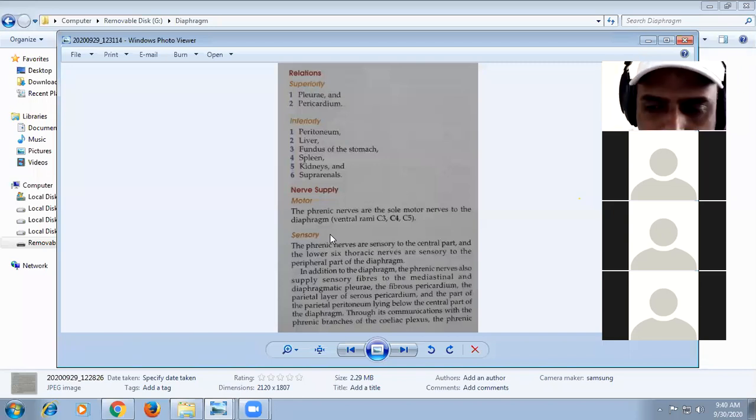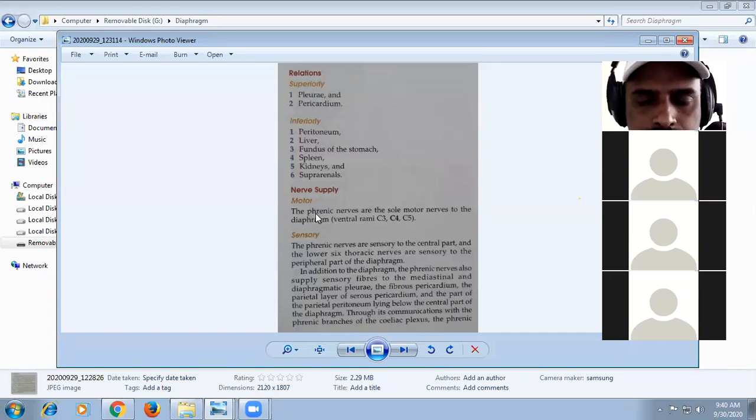The other name for the diaphragm is phrenic. So we have the phrenic nerve, the sole motor nerve to the diaphragm, and its root value is C3, C4 and C5. You have to remember this, very important, because when you study the shoulder joint nerve supply, the suprascapular nerve also has C3, C4, C5.